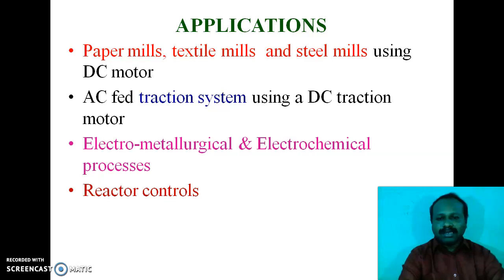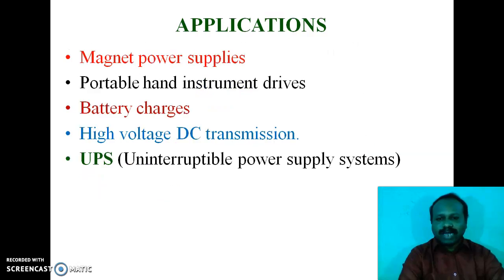Applications: paper mills, textile mills, steel mills using DC motors, AC feed traction system using traction motor, electrometallurgical, mechanical process, reactor controls, magnet power supplies, battery chargers, HVDC transmission, UPS.